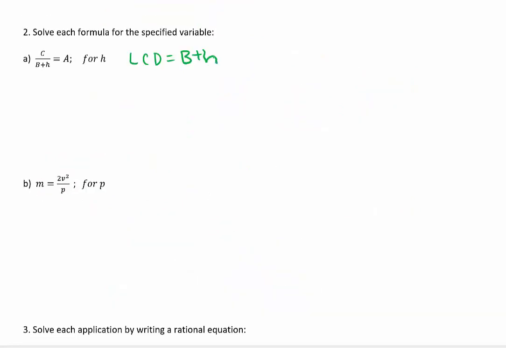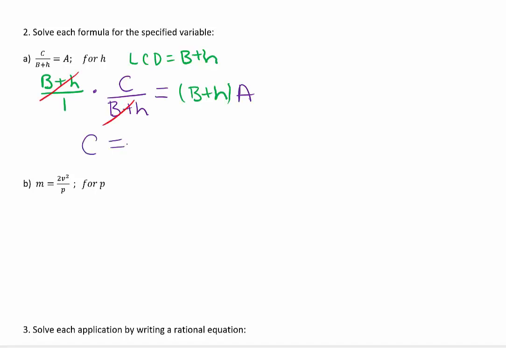We can also use this method to solve formulas, so basically equations that don't have numbers in them. In example 2a, the LCD would be b plus h. So I'm going to multiply both sides of this formula by b plus h. They cancel on the left-hand side, and I'm just left with c. Nothing cancels on the right-hand side, but we can distribute the a and get ab plus ah.